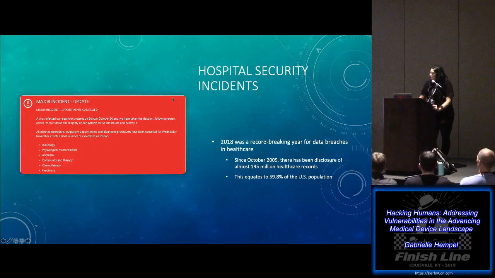So what kinds of incidents are plaguing hospitals and medical systems? 2018 was a record-breaking year for data breaches in healthcare alone. Since October 2009, there has been disclosure of almost 195 million healthcare records. This equates to affecting 59.8% of the United States population.